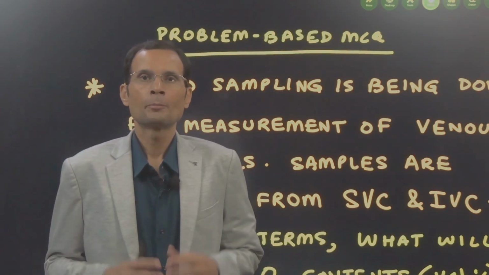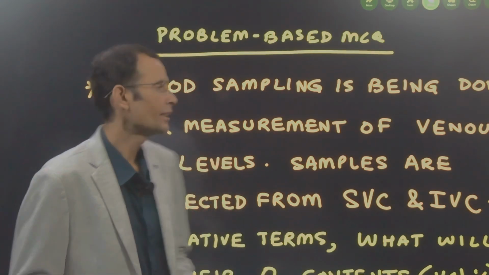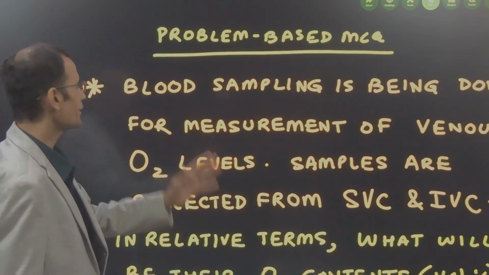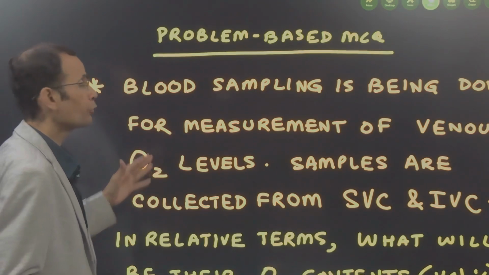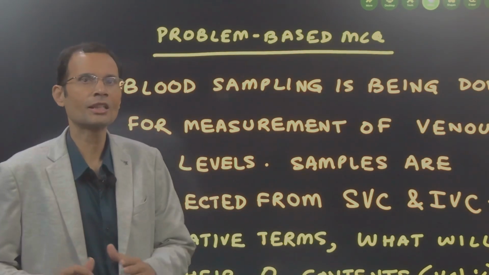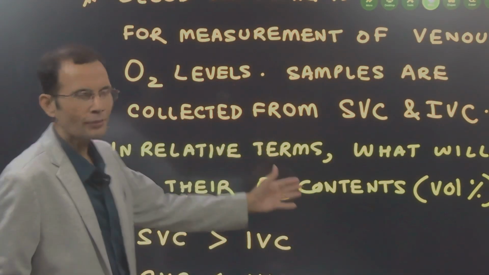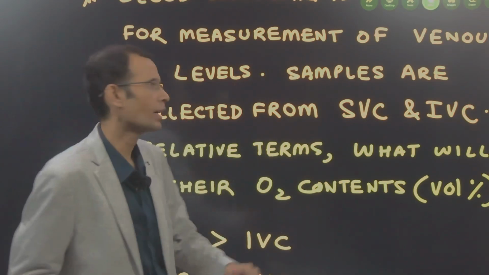Hello friends, problem-based MCQ. It will require certain understanding of the concept. Let's see. Blood sampling is done for measurement of venous O2 levels. Mark these words, venous oxygen levels. Samples are collected from the superior vena cava and the inferior vena cava.